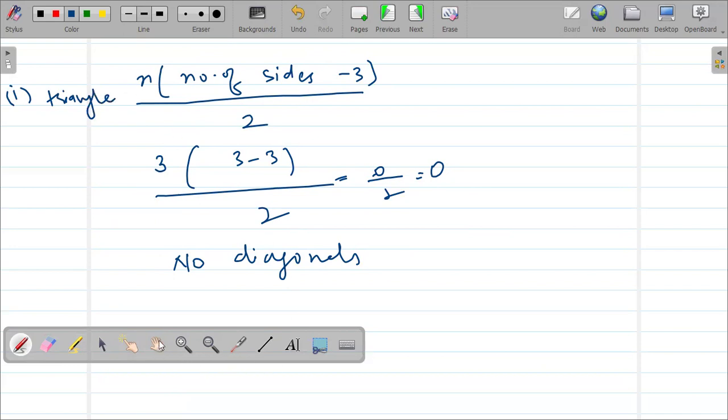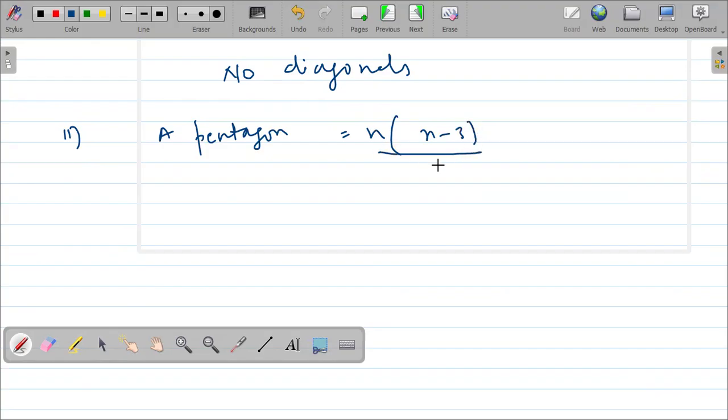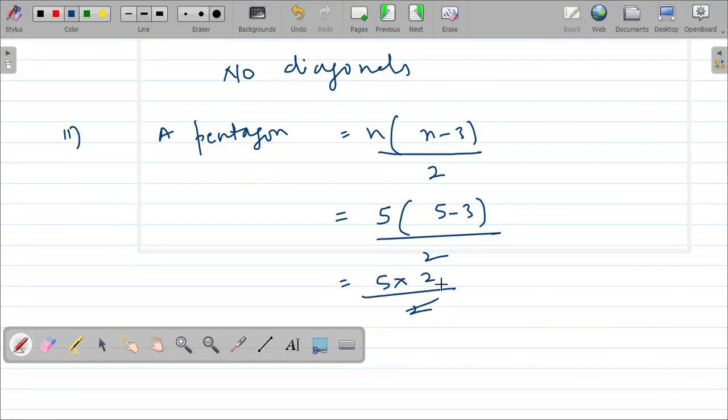Now let's move further. For the second part, the number of diagonals a pentagon has. How will we solve it? We will use the same formula, n into n minus 3, divided by 2. Here n means pentagon, 5. That is 5 into 5 minus 3, divided by 2, which is 5. So a pentagon has 5 diagonals.